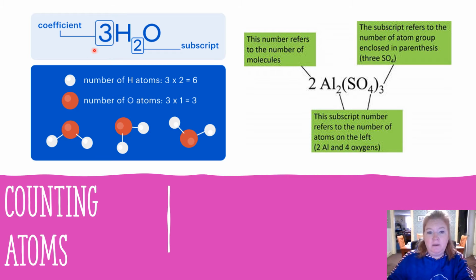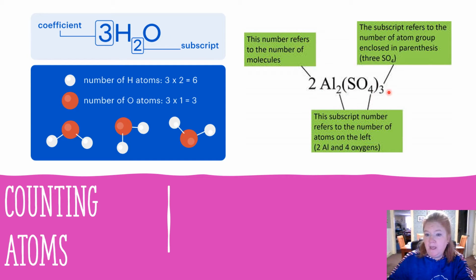When we count atoms, we have to take into account subscripts and coefficients. So this subscript applies to the element directly in front of it, so the H. So when I count the number of H atoms, I need the coefficient times the subscript. When I count oxygen, there's no subscript, so it's a 1. So I need the coefficient times 1.